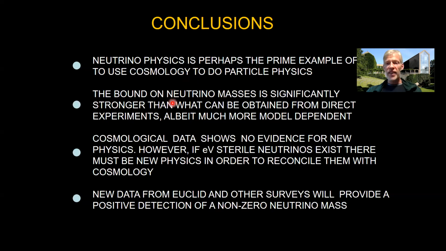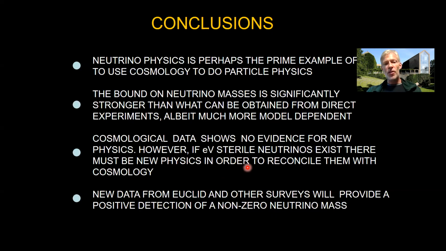We also know that by now the mass bound on neutrinos is much stronger from cosmology than from direct experiments. But again, it's important to remember that this is a more model dependent bound. And in fact, even if we measure neutrino masses from cosmology, we can't really say if it's neutrinos or something else, just that there's the existence of a hot dark matter component with a non-zero mass.